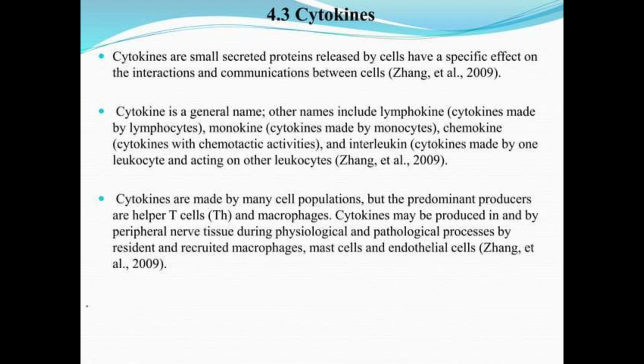They include lymphokines and monokines. Lymphokines are made from lymphocytes and monokines are made from monocytes. Chemokines have chemotactic activities, and interleukins are derived from leukocytes. The cytokines are of many cell populations in nature. The predominant producers of the cytokines are T helper cells and macrophages.